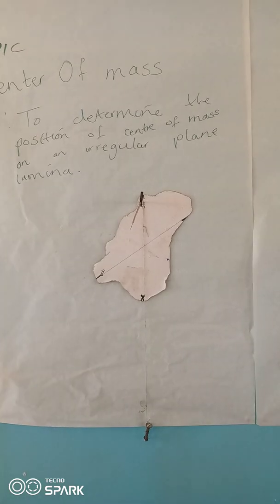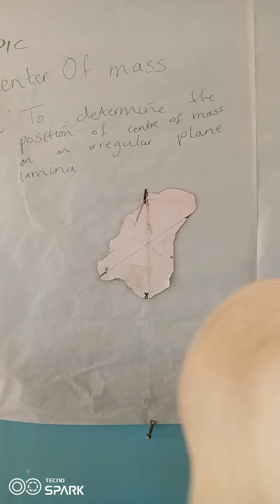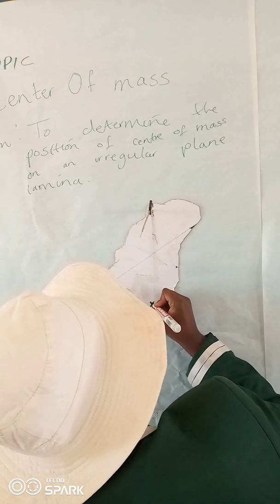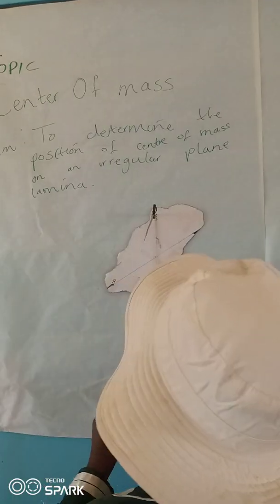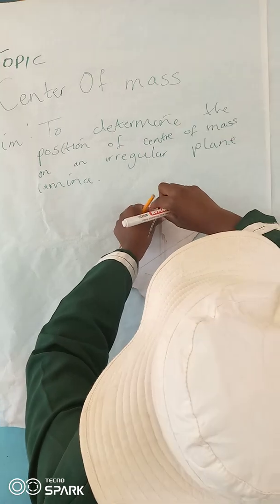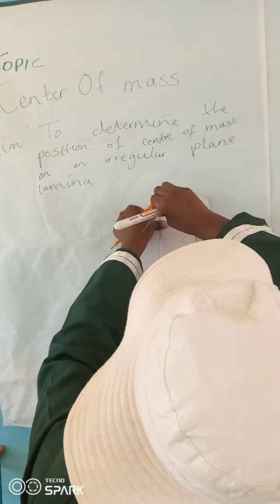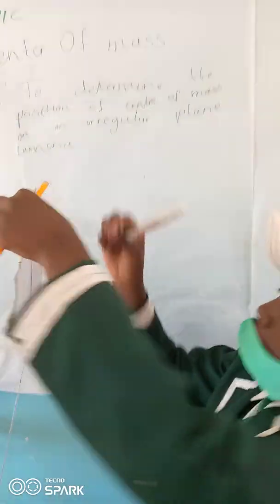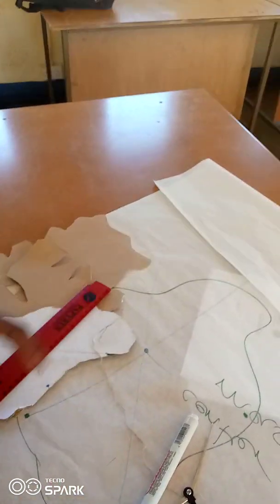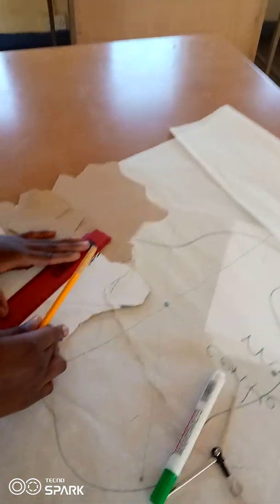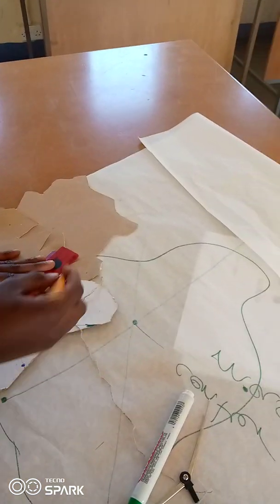So I'm going to take my white marker and mark the point. Then I'm going to join the points along these marked points of the plumb line. So I'm just going to join these marked points over here.